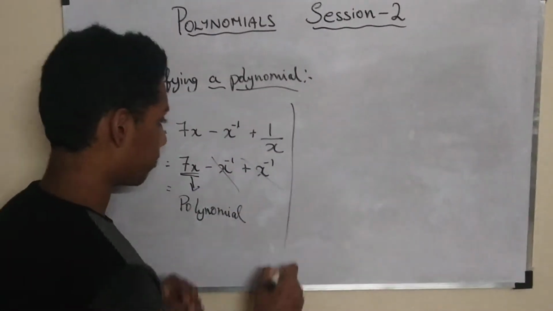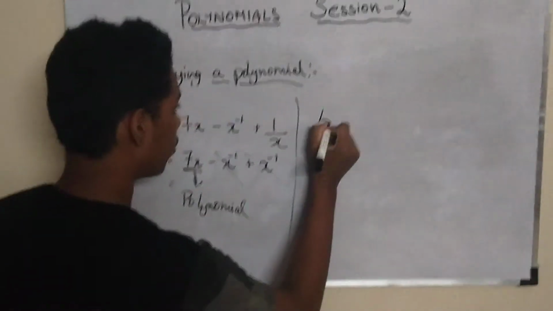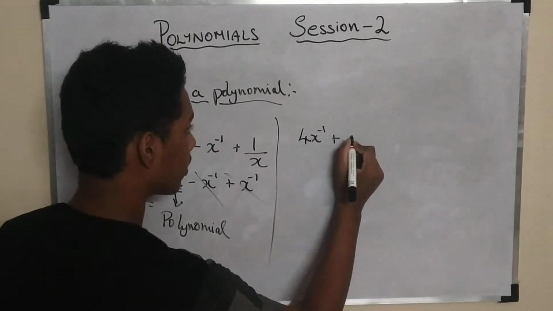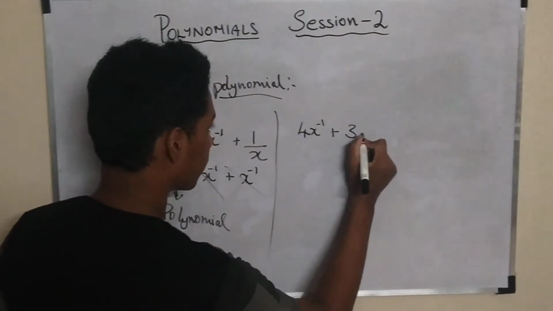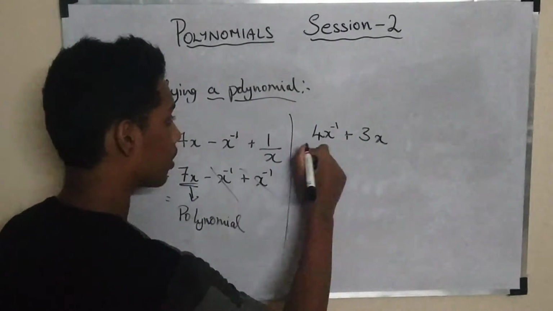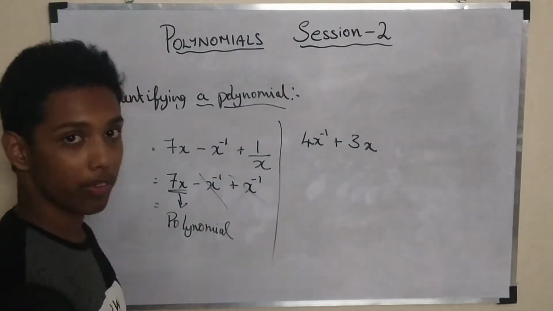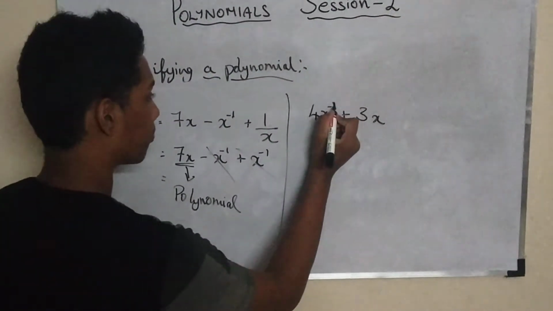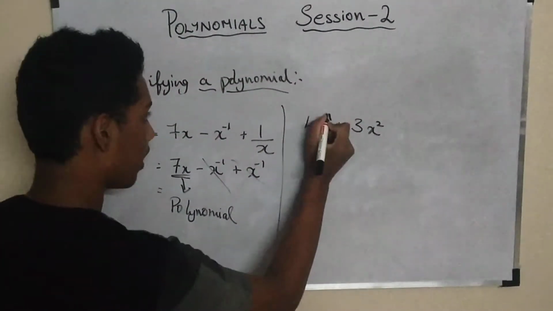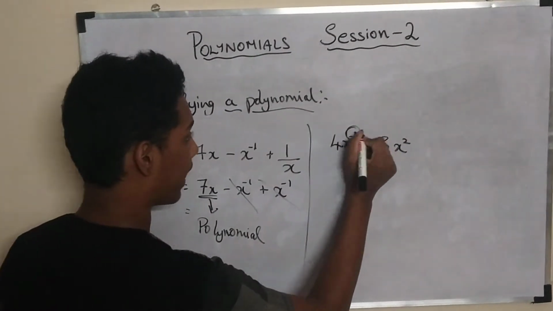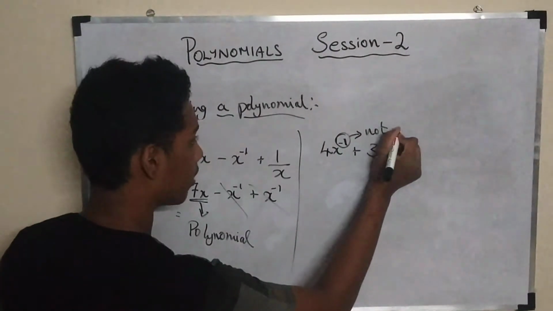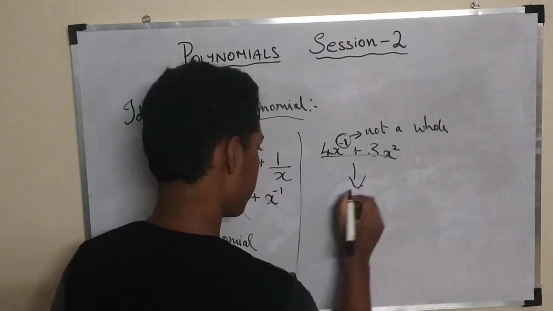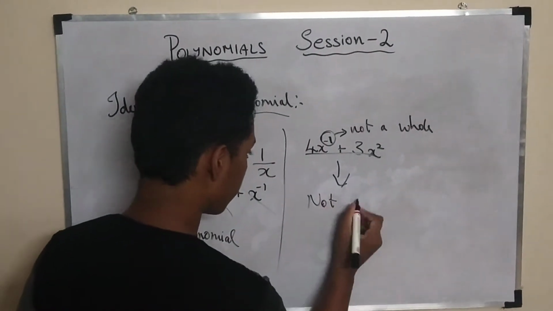Let's take another example. 4 power x minus 4x power minus 1 plus 3x. Okay. So is this a polynomial or not? So you can't simplify this anymore, and this is 3x squared, right? And this is an integer, negative. It is not a whole number. So this whole thing is not a polynomial.